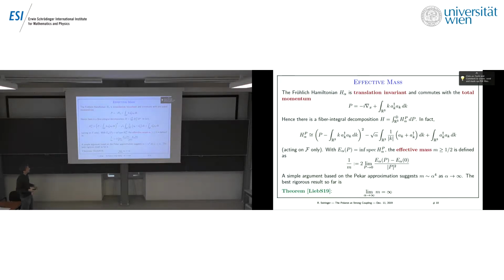So as such, I can now talk about the joint energy-momentum spectrum as usual. Mathematically, one says there's a fiber integral decomposition, but never mind about that. The point is that I can talk about the energy as a function of momentum, because I can go into the sector of a fixed total momentum and ask what is the lowest energy there. That's what I call E of P. It's the lowest energy of the Fröhlich Hamiltonian, constrained to have total momentum P.